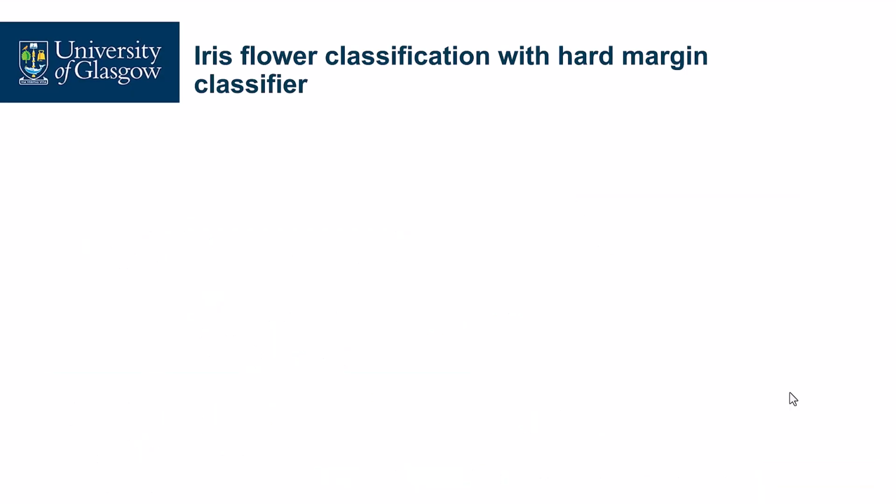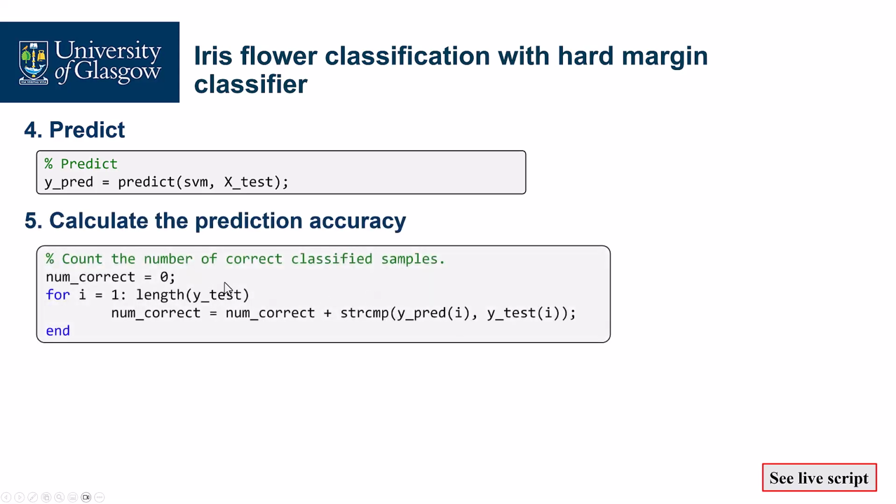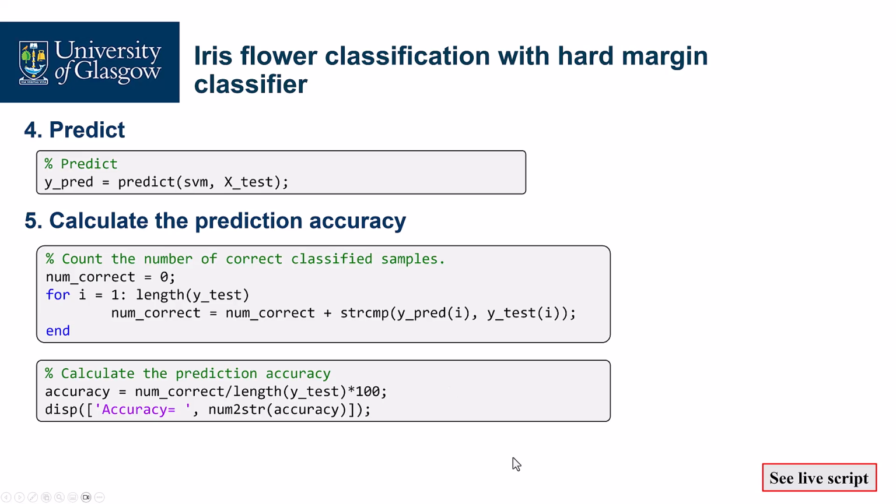After we train the classifier, we can use it to predict the test data, right? We can see that using the predict function, the SVM output, this is the object as in the last slides, and x underscore t, so we put in the test data. Then it will give me the y-pred. After that, we can calculate the prediction accuracy. Let's first count the number of correctly classified samples using these commands. Then we can calculate the accuracy. If you try this example, you will see there is 100% accuracy in this example, right?